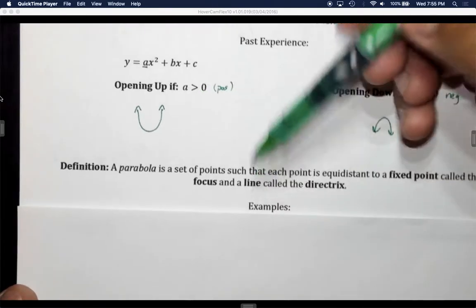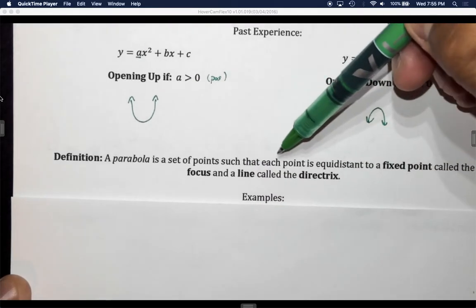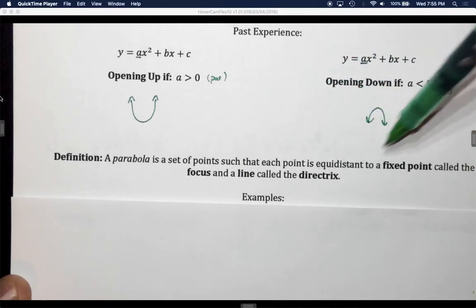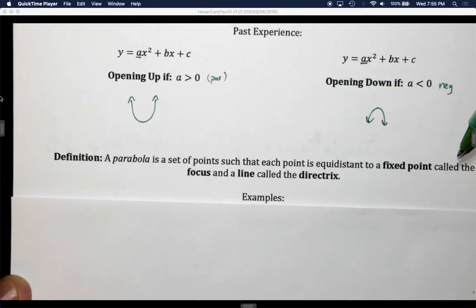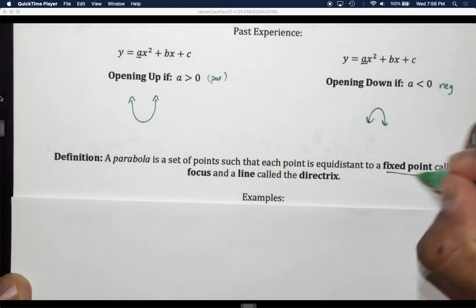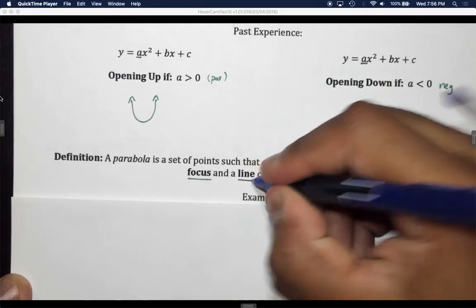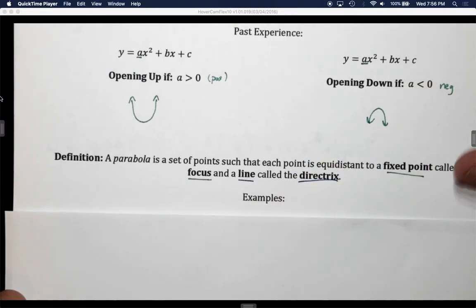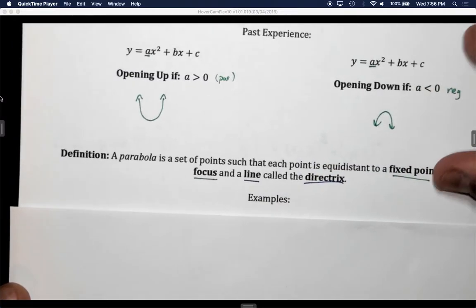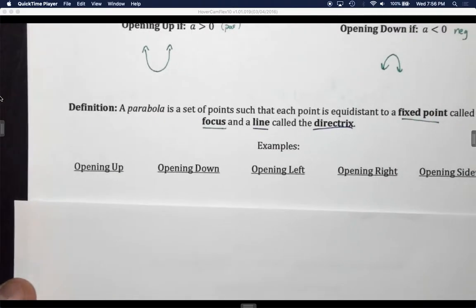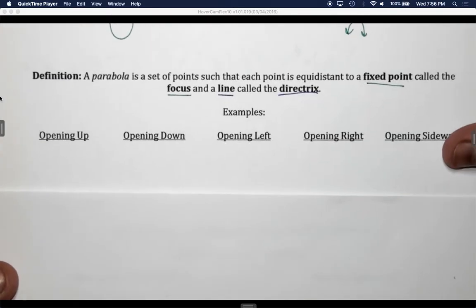A parabola is the set of all points such that each point is equidistant to a fixed point called the focus and a line called a directrix. Now, that might be pretty hard to visualize. So let me do a picture for you that way you guys could understand that a little bit better.